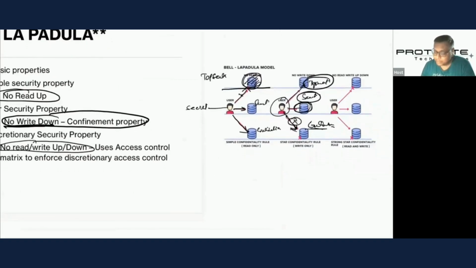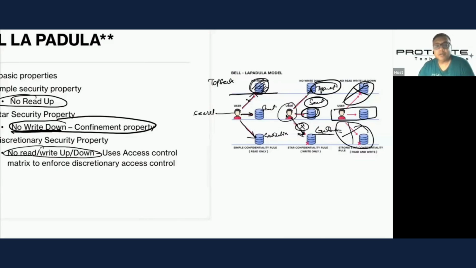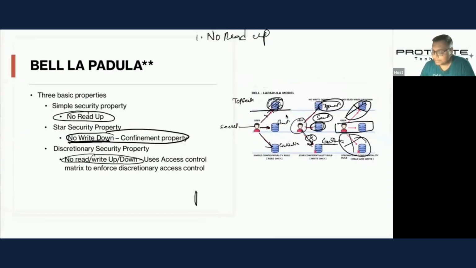And finally is no read or write up or down. That means you are not allowed to read or write up or down. You are only allowed to access data within your own tag, which is given to you. This is called no read or write up or down. This kind of Bell-LaPadula modeling protects the confidentiality of data.